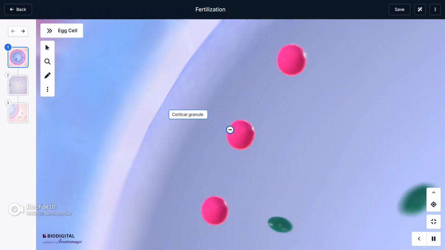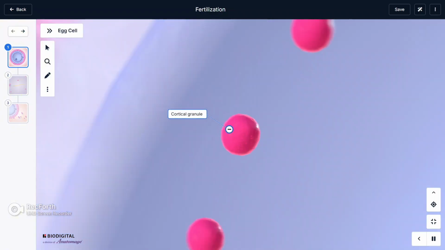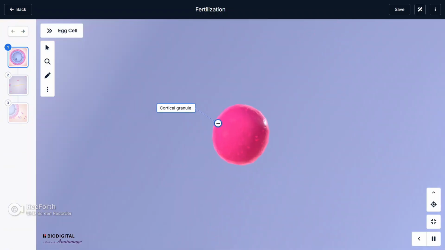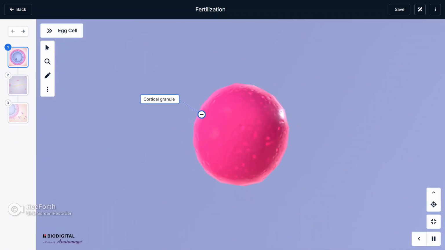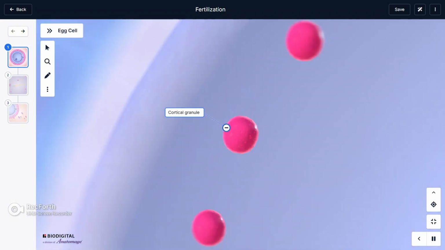So this is the cortical granule, and these are small membrane-bound regulatory organelles located just beneath the plasma membrane, and their primary job is to prevent polyspermy, or fertilization by more than one sperm. Upon fertilization, they release enzymes that harden the outer layers of the egg.